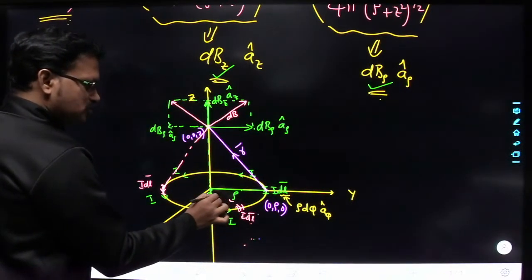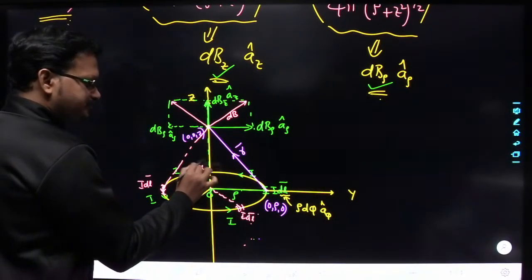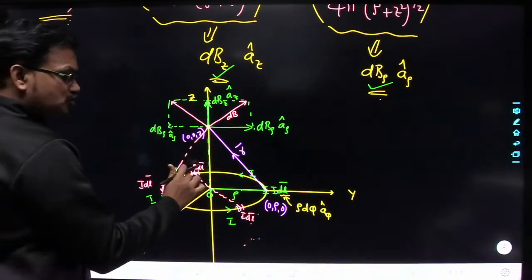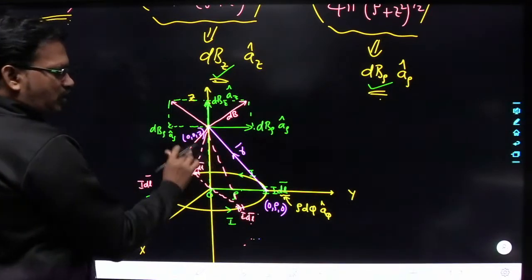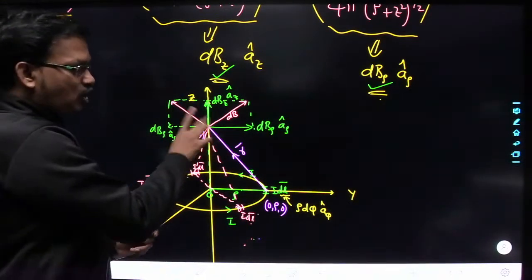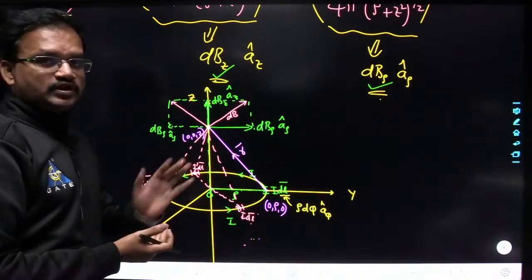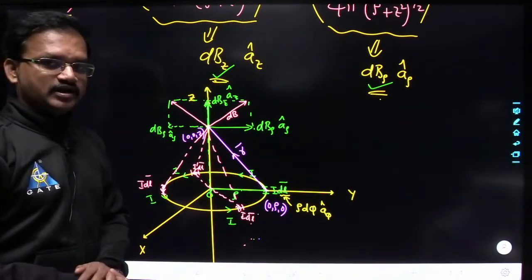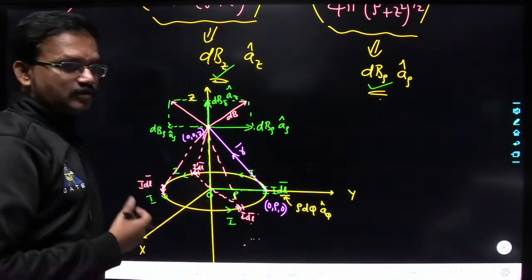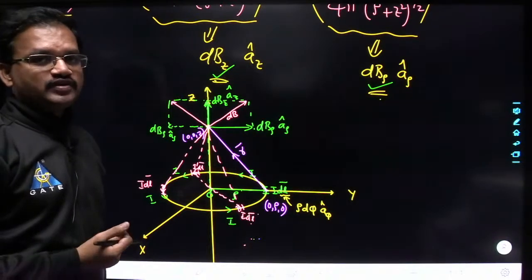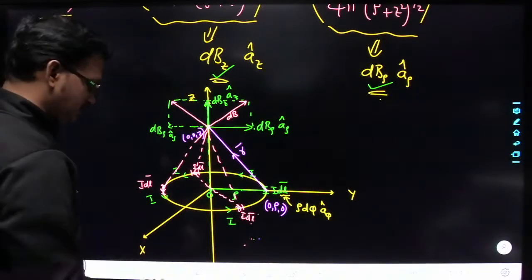Now similarly you can consider a small differential current element at this location, and another one exactly opposite to it. Due to these two current elements also, it is going to have two components. One is along rho direction, another one is along Z direction. Okay, so what you can observe here, which components will get cancelled and which components will get added up? Tell me here.